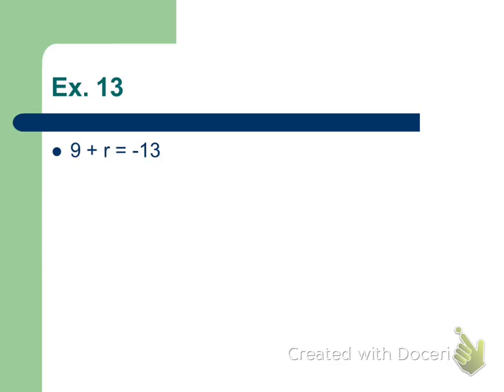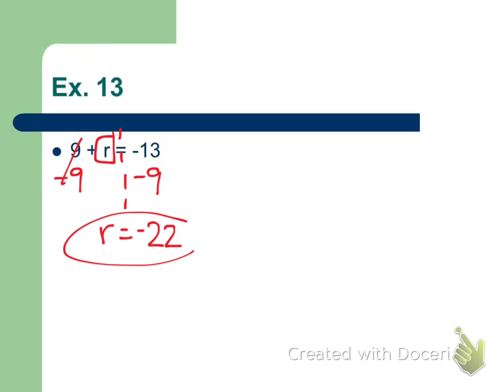Number 13. Let's go with this group back here. Jaquan, Adrian, and Ryan. What did we do? Subtract 9 from both sides. Very good. You get R equals negative 23. Wonderful. Subtract 9 from both sides to zero out that positive 9. Negative 13 minus 9 is negative 22. Looks wonderful.